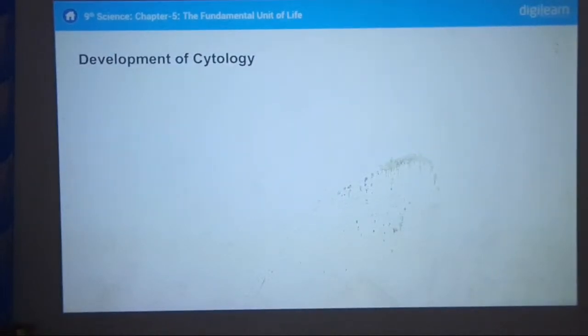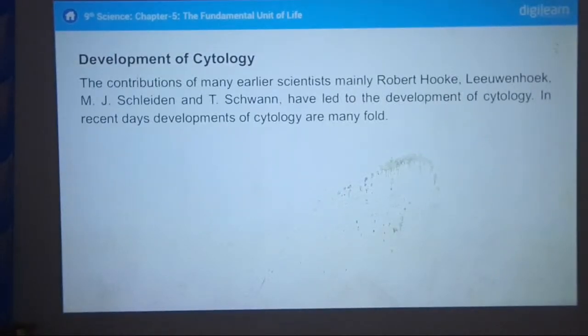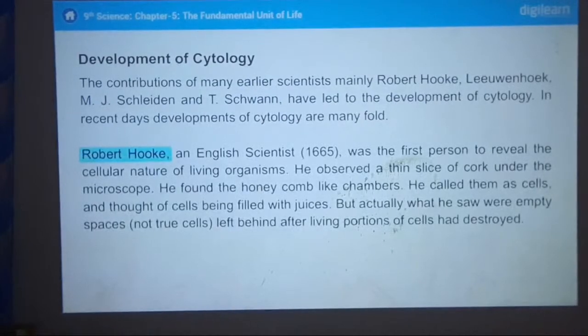Development of cytology. The contributions of many earlier scientists, mainly Robert Hooke, Leeuwenhoek, M.J. Schleiden, and T. Schwann, have led to the development of cytology. In recent days, developments of cytology are manifold. Robert Hooke, an English scientist, in 1665 was the first person to reveal the cellular nature of living organisms.